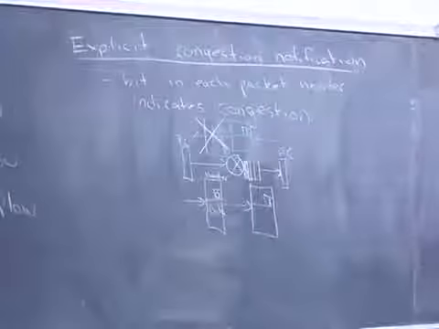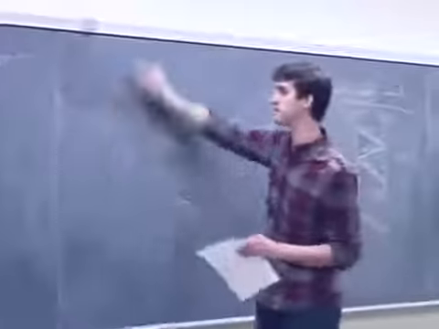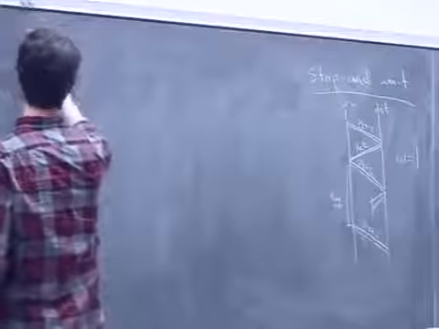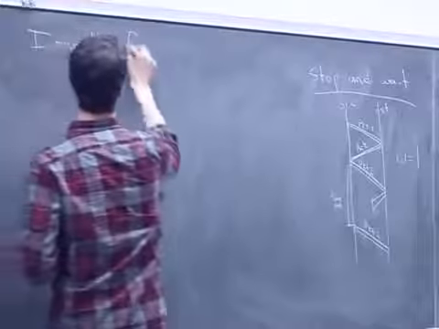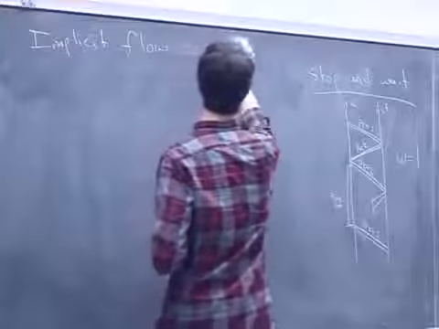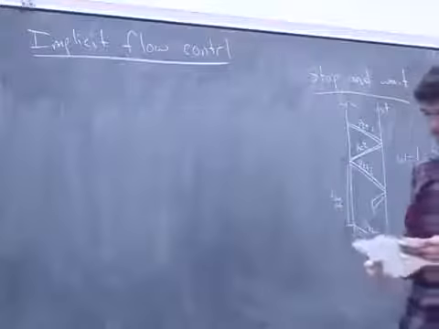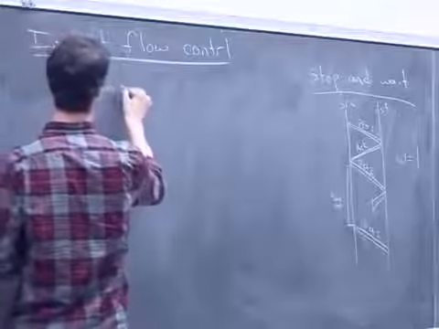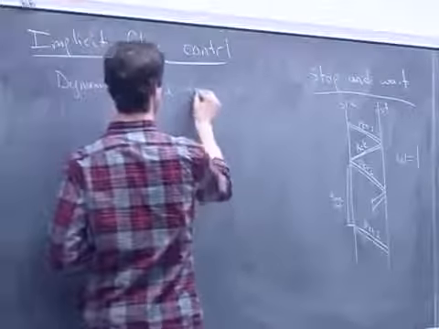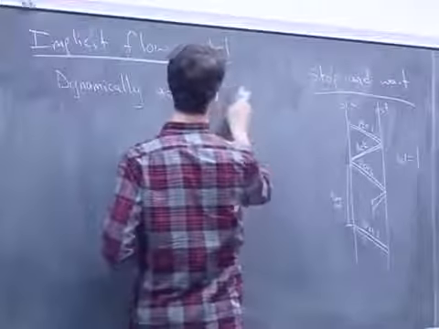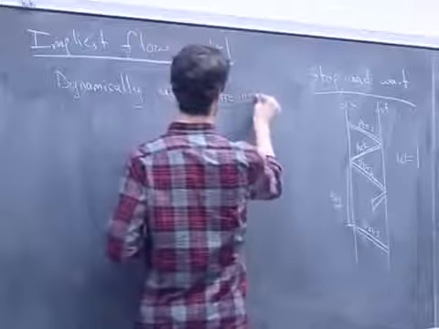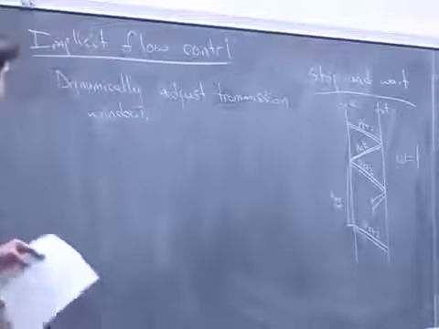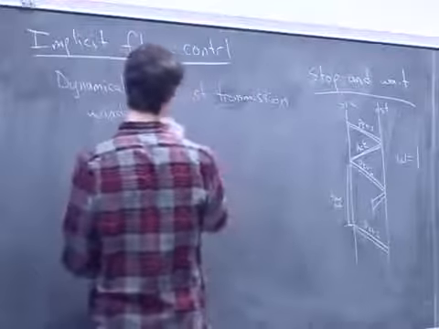All right, so before we end, let me just briefly introduce you to implicit congestion notification. So this is implicit flow control. And in implicit, we're going to dynamically adjust our flow window, all right, so our transmission window. And we dynamically adjust it in response to undelivered packets.